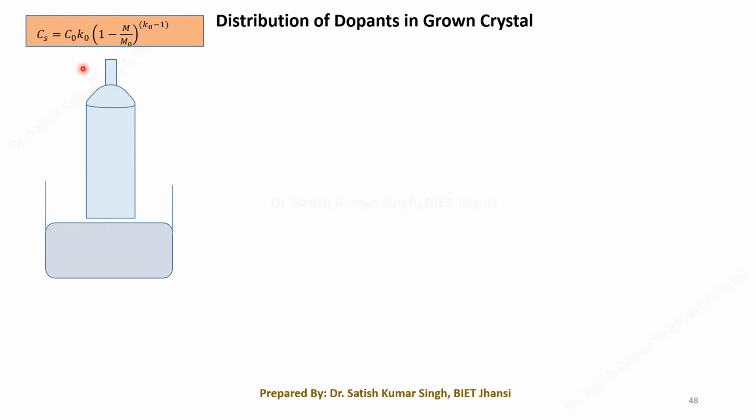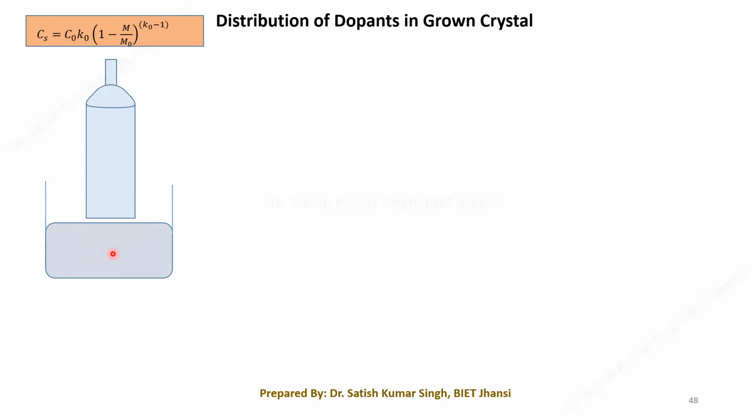So what happens is, at the top of this, what we initially consider is that this entire melt has the same concentration, okay, when we had not started any pulling. So when we had not started, at that time we had this concentration of the dopant within the melt equal to C naught.